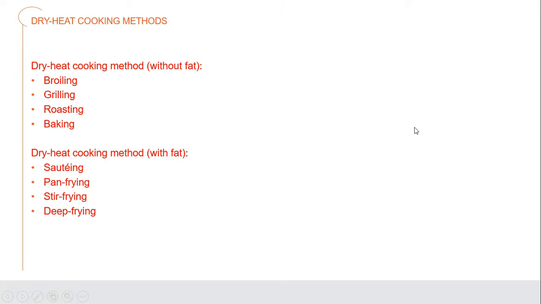Let's take a look at our dry heat cooking methods. So we have it with and without fat. Without fat, that includes things like broiling, grilling, roasting, and baking. And with fat includes sauteing, pan frying, stir frying, and deep frying.